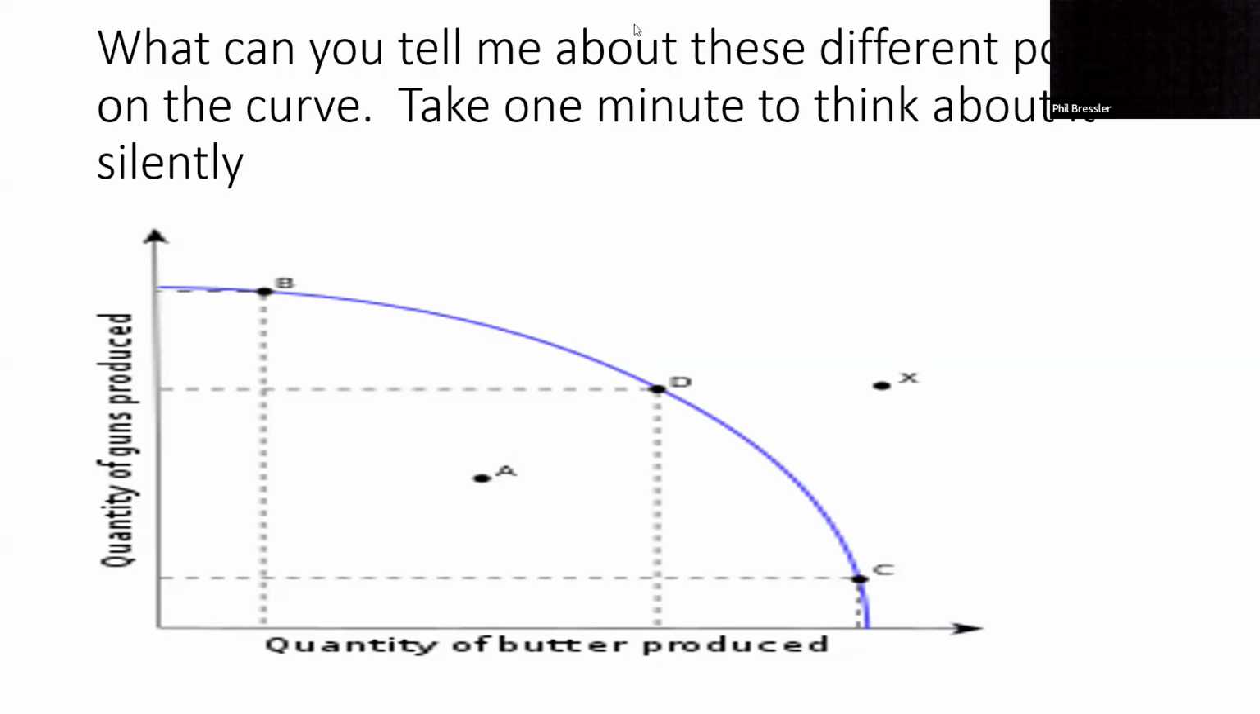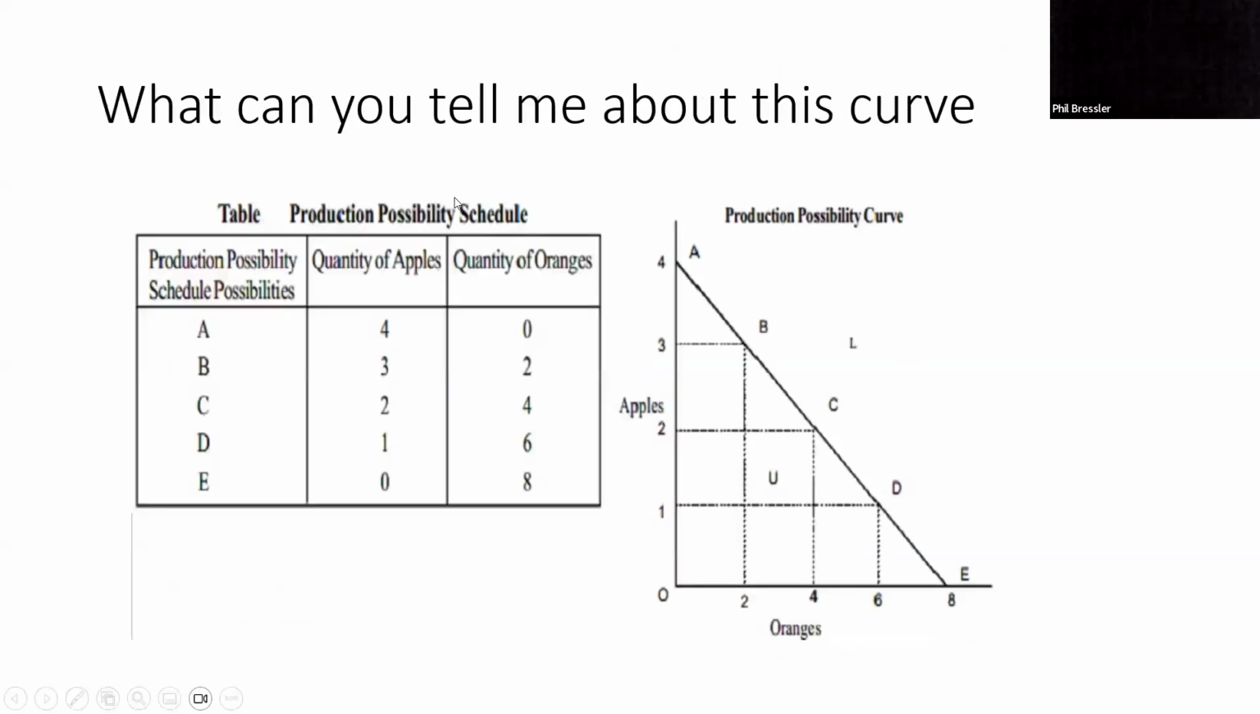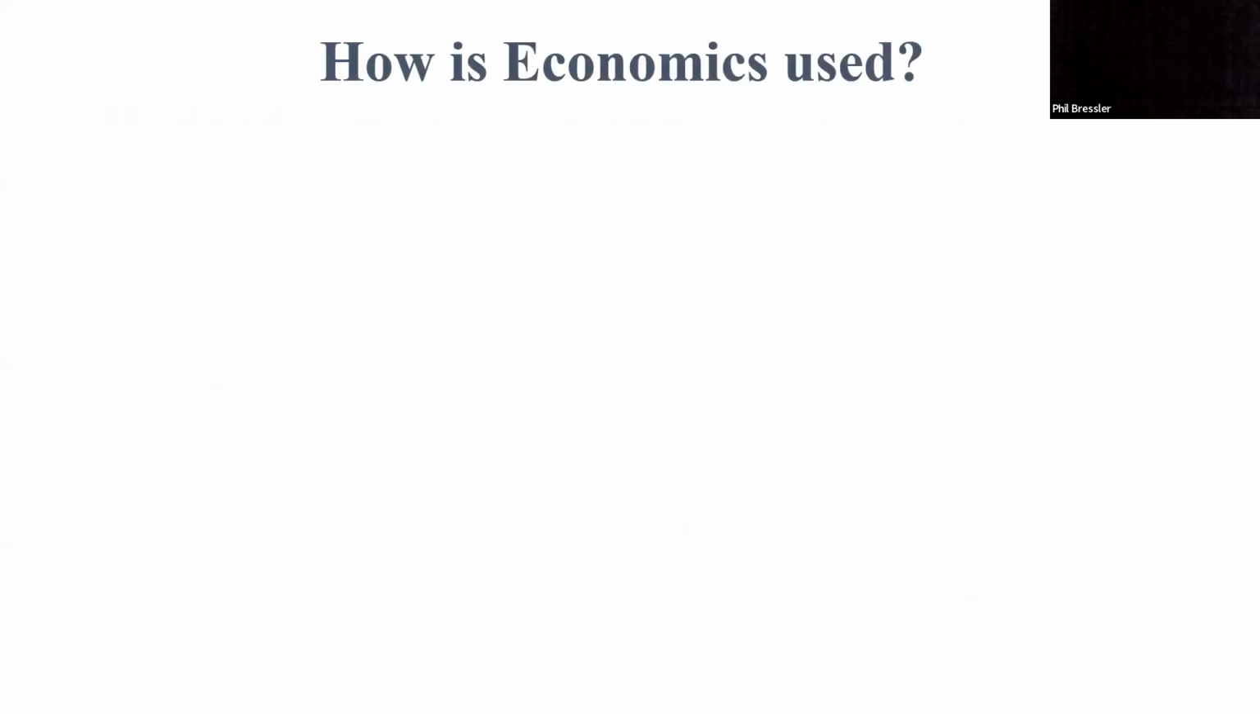Okay, if it was a straight line, let me just see by chance if it's the next slide. That would be very nice. If it is a straight line like this, then you have constant opportunity costs and resources are easily adaptable. But the same thing, U would be inefficient, A, B, C, D would all be efficient, L is unattainable with present day resources. Just a quick review from last week.